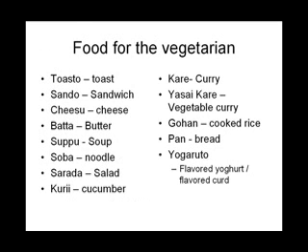Let me now introduce some vocabulary related to vegetarian food. Tosto is toast. Sando is sandwich. Chisu is cheese. Bata is butter. Suppu is soup. Soba is Japanese noodle. Sarada is salad. Kuri is cucumber. Kare is curry. Yasai kare is vegetable curry. Gohan is cooked rice. Pan is bread.